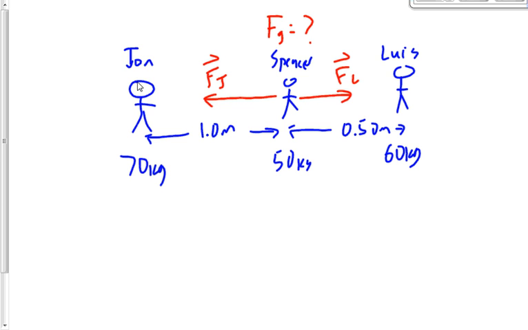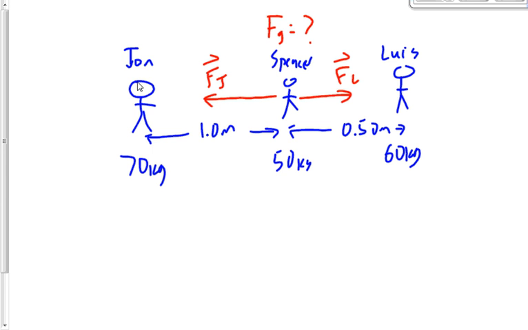It's like saying, look, a tow truck is pulling a car down the road. What's the net force on the car? We draw a free body diagram for the car, not the tow truck. Draw the free body diagram for the object you're trying to find the force on, which in this case is Spencer. Now, look, you get the free body diagram drawn.